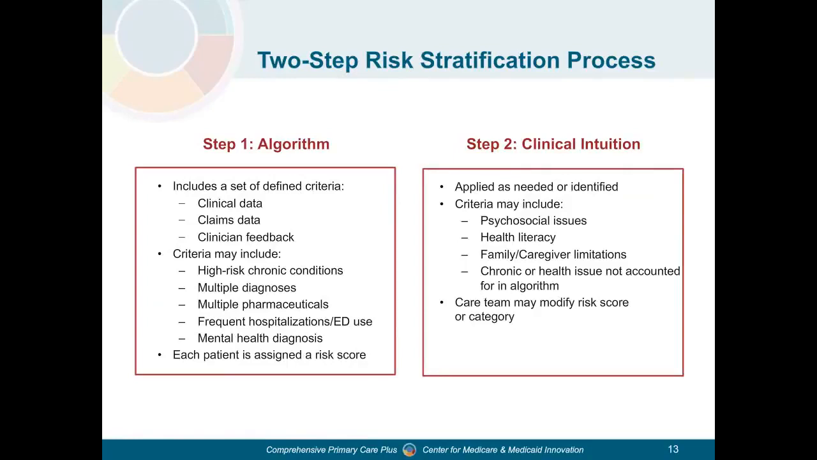So as you've seen from the requirements for this function, there are 2 ways to stratify your patients. Track 1 practices are only required to implement the first step of risk stratification this year, while Track 2 practices will be completing both steps 1 and 2 this first year. However, we have learned from CPC Plus practices that using a 2-step risk stratification process, regardless of requirements, is the most effective way to accurately assign risk scores to your patients.